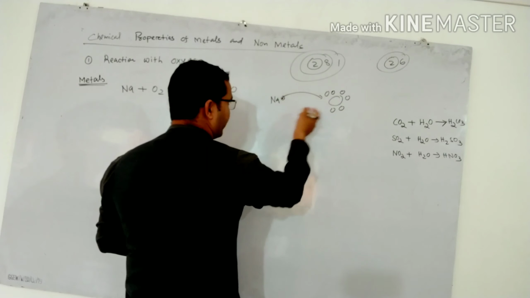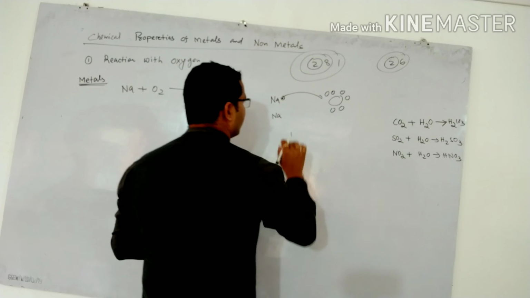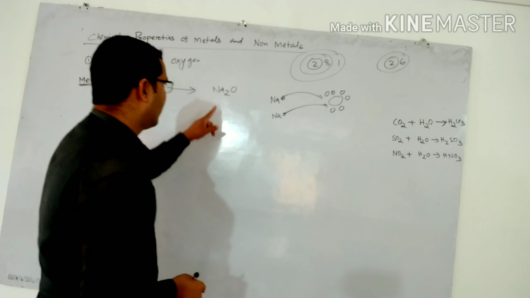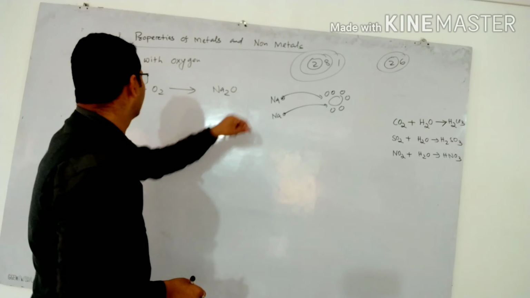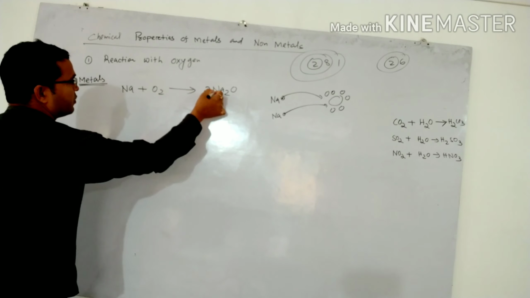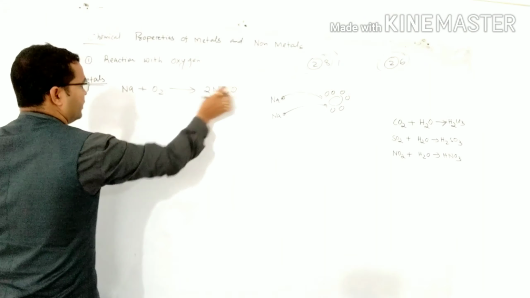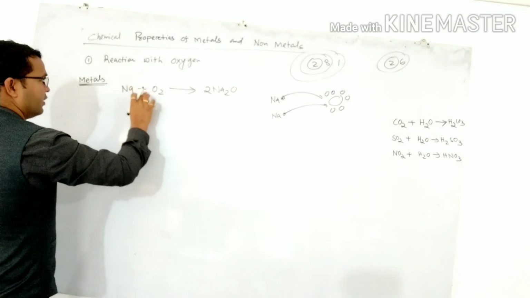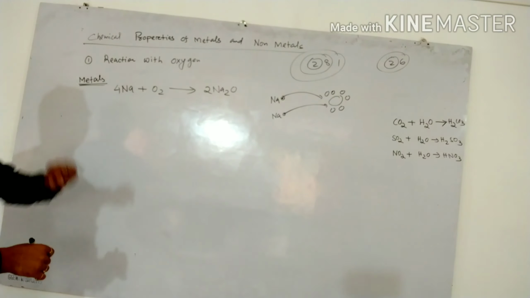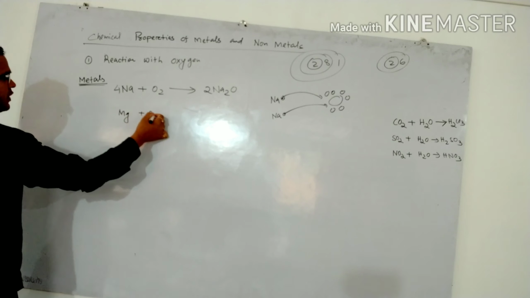Sodium can give only 1 electron. So to fulfill the requirement of oxygen, 2 electrons are needed. So that's why 2 sodium atoms are needed. That's why the formula is Na2O. So you have to balance it. Put here 2, so here 4 sodium will be there and 2 oxygen will be there. For oxygen, no need to give any value here. Here we have to give 4. So this is the balanced equation.